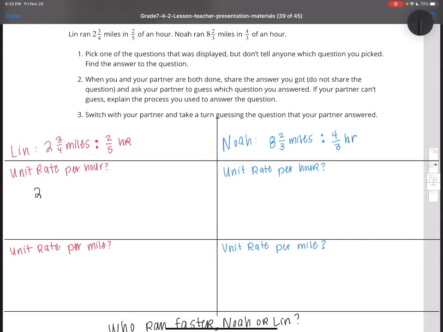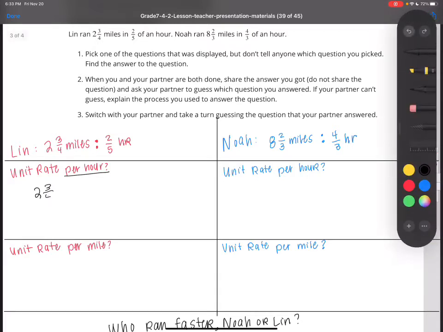So since it's asking for per hour, I'm going to set it up in ratio form. Now, first of all, and I love telling my students this in class, and let me go back and erase this. Anytime we work with mixed fractions, we want to change them into improper fractions. That is the first step before you do any type of math work. All right. So you want to change these mixed fractions to improper fractions.